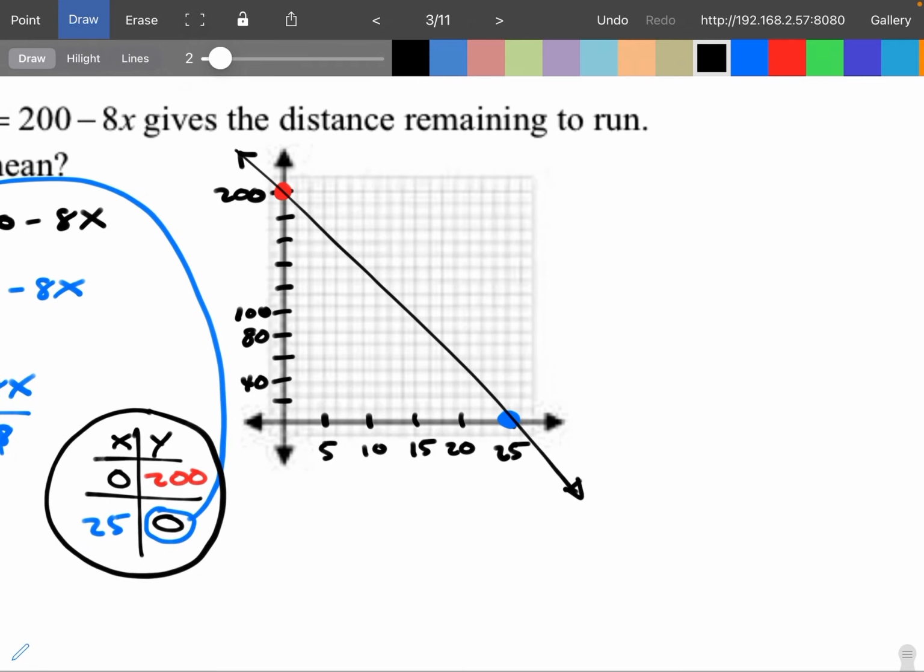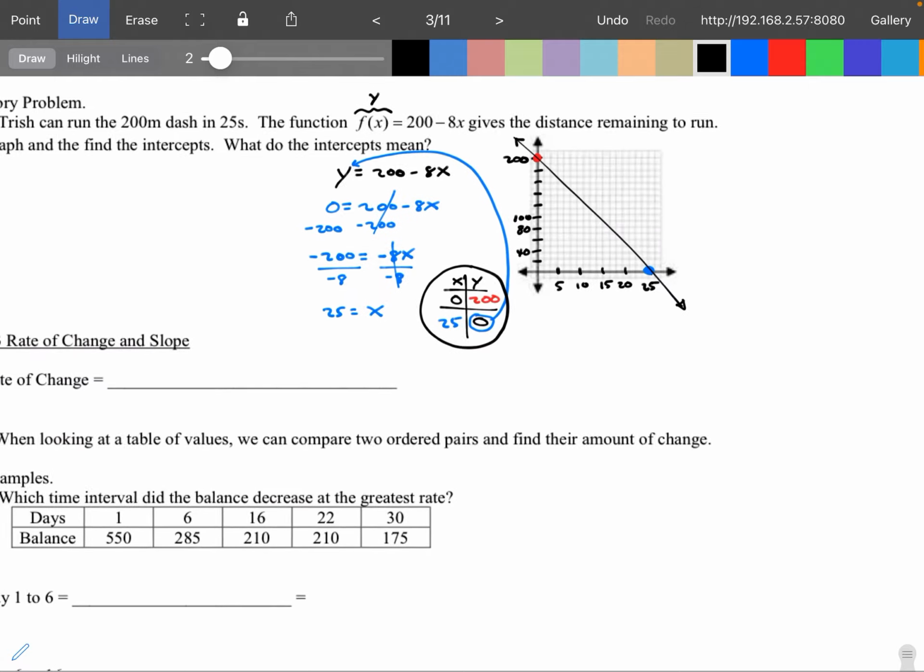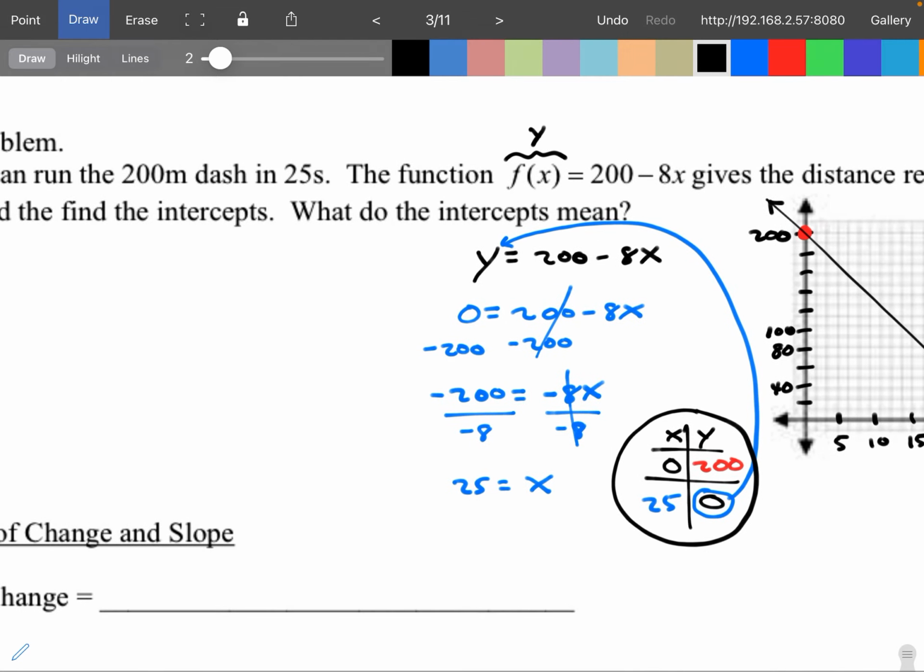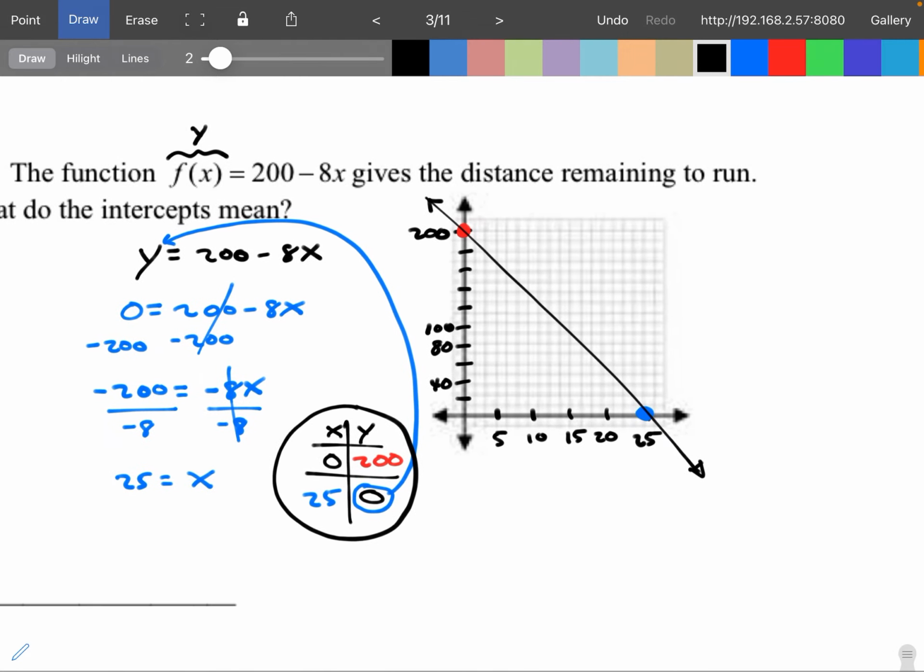All right, so that's the graph. But it also said find the intercepts. Well, we definitely did that also, right? We found the intercepts right here. But then it says, what do they mean? Well, let's see, how should I write them here? Let's write them off to the side where you can see it.